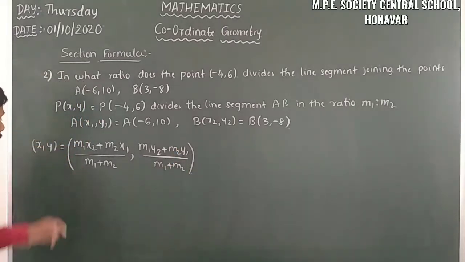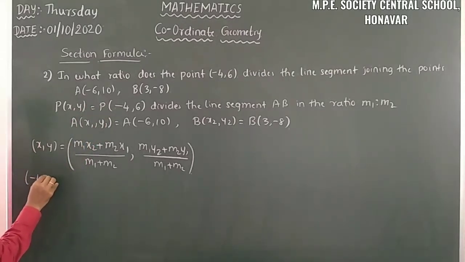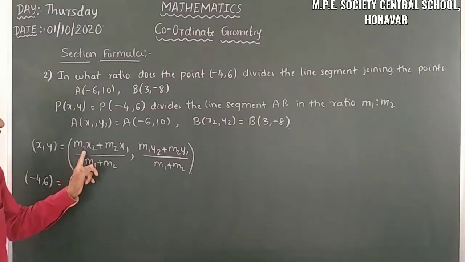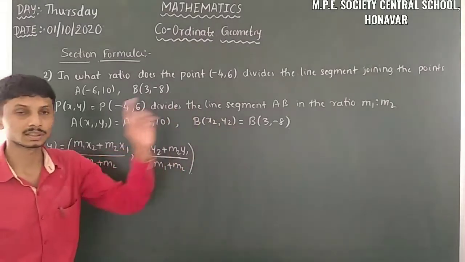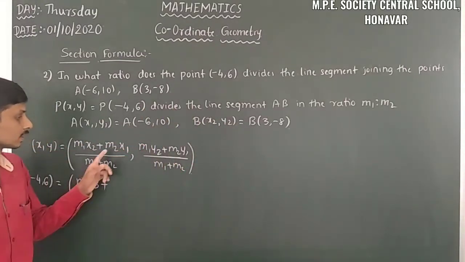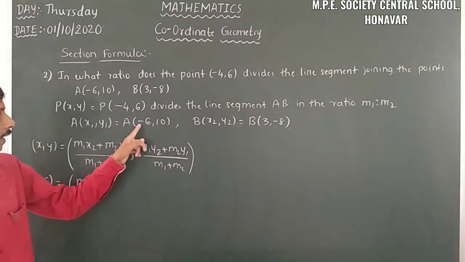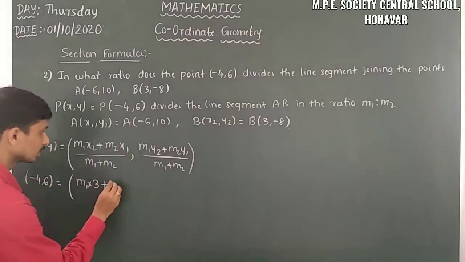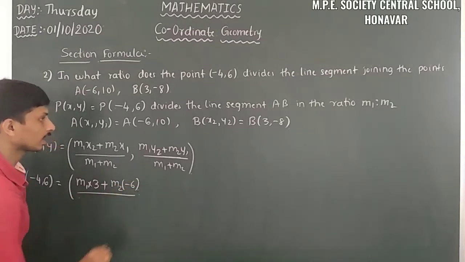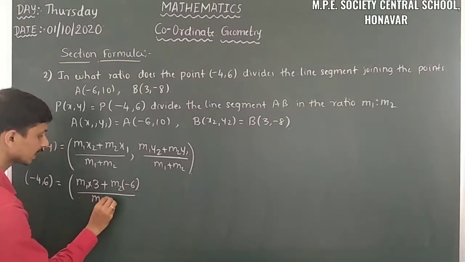Then we have to substitute all the values here. x, y is equal to minus 4, 6. Then here M1 into x2, it is 3, M1 into 3 plus M2 into x1, it is minus 6, M2 into minus 6, divided by M1 plus M2 remains as it is.